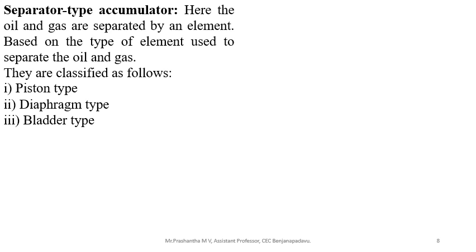In the separator type accumulator, both gas and liquid are separated by an element. Depending upon the separating element, separator gas loaded accumulators can be classified as piston type gas loaded accumulator, diaphragm type gas loaded accumulator, and gas bladder type gas loaded accumulator. First we will move on to the piston type gas loaded accumulator.